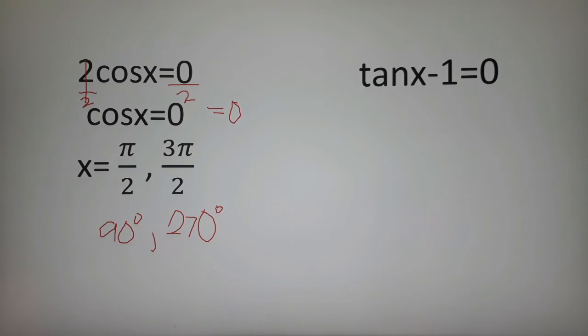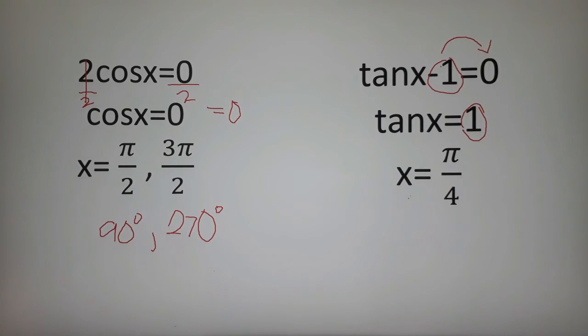Another equation that you need to equate to 0 is tangent x minus 1 equals 0. You need to transpose negative 1 to the other side of the equation, which will become positive 1. So x equals pi over 4, or 45 degrees in the unit circle.